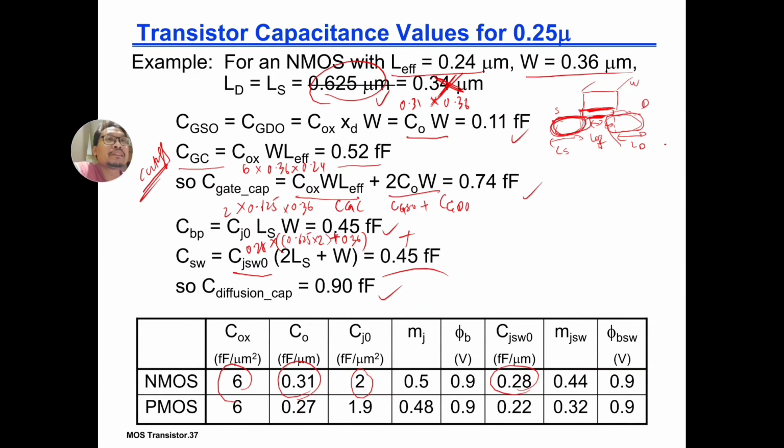I think we are done with the MOS transistor chapter, and next we'll combine two of the MOS together, the PMOS and the NMOS, to create an inverter, and we're going to analyze the inverter in detail.